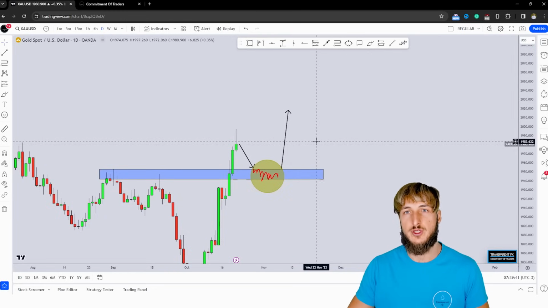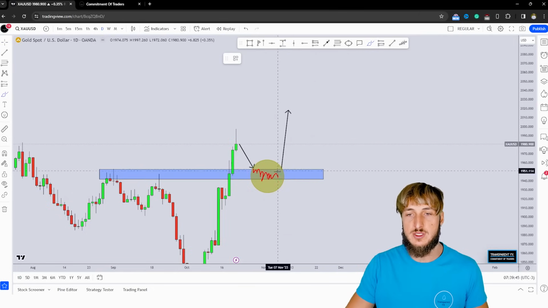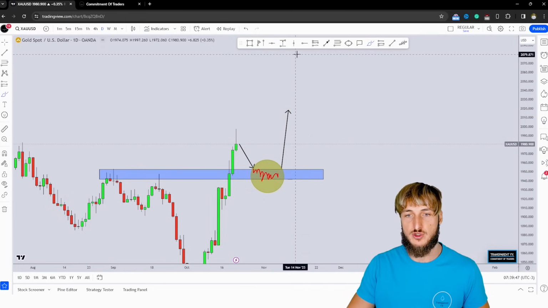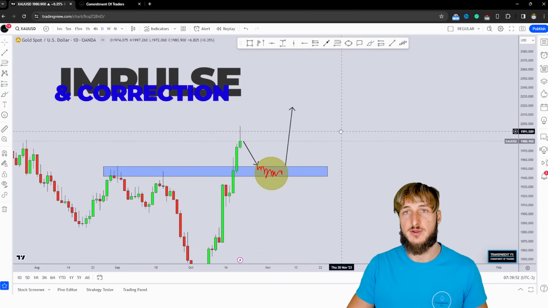And if the market would shift from an intraday bearish to bullish market and provide to us one of our valid entries, at that point we could be looking for a potential move higher for the market to complete this impulse correction and impulse pattern to the upside.